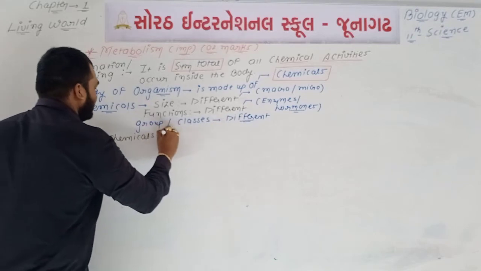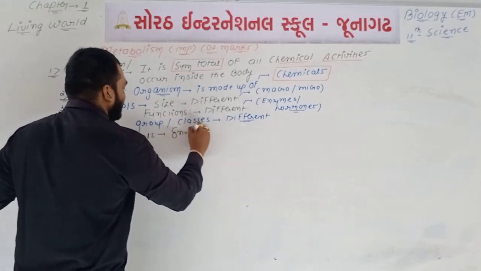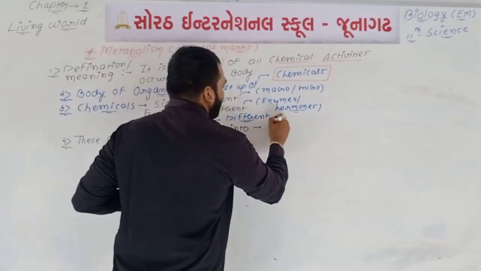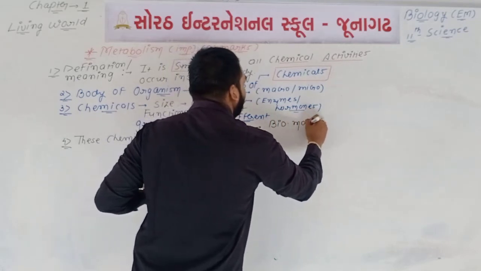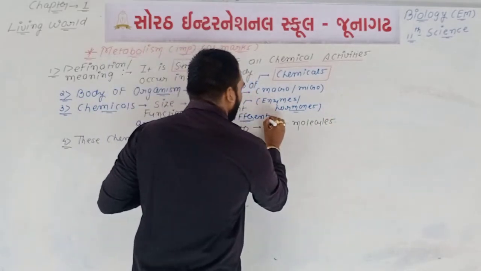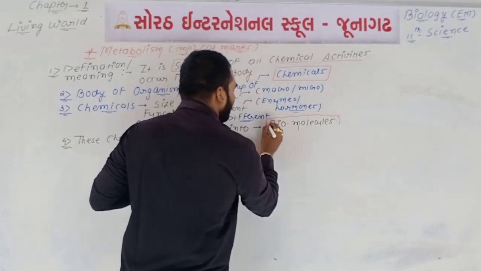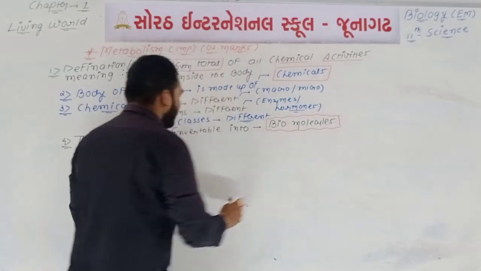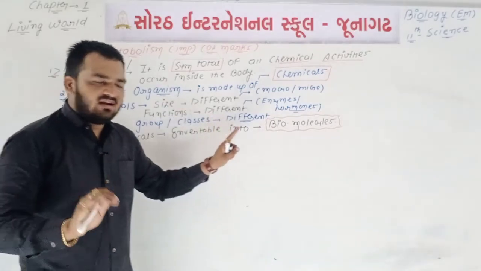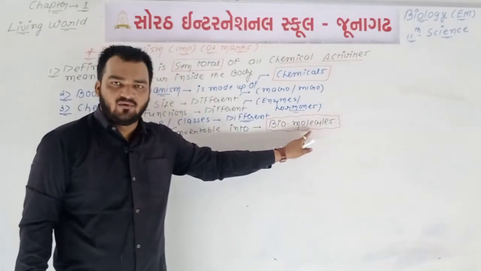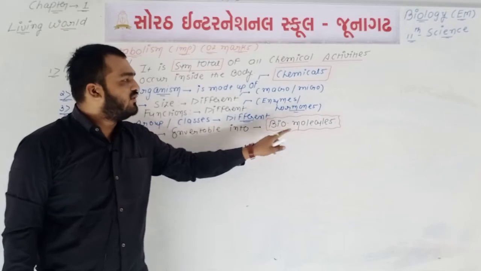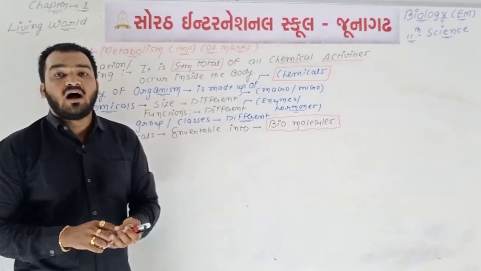Point number 4, these chemicals are convertible into different types of biomolecules. So now we have a new word, which is known as biomolecules. Different types of chemicals are able to convert into biomolecules. The chemical things or different types of molecules found inside the body of an organism are known as biomolecules.